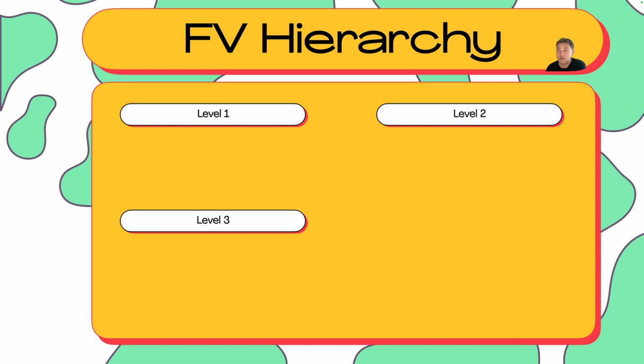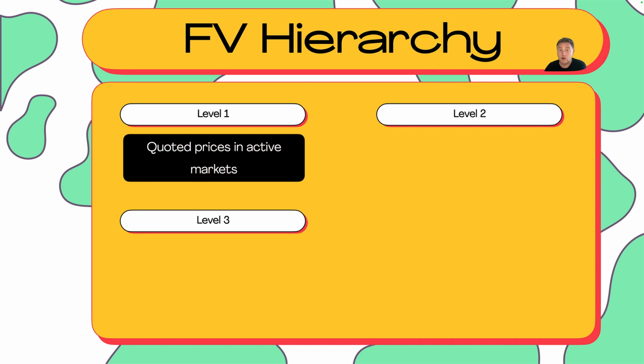Now, if you were trying to work out the fair value of a table, how would you work it out? You would probably go straight to the market, wouldn't you? eBay or whatever. And let's have a look at the cost of this table on eBay of a similar age. So that's what level 1 is. Quoted price in an active market.